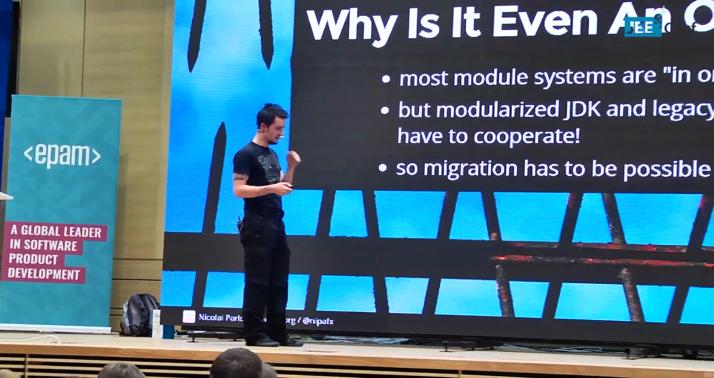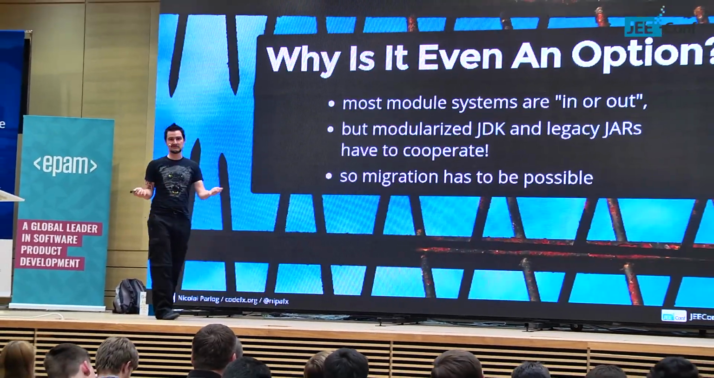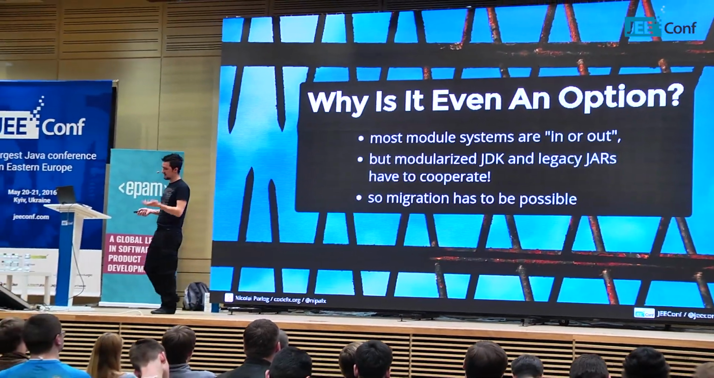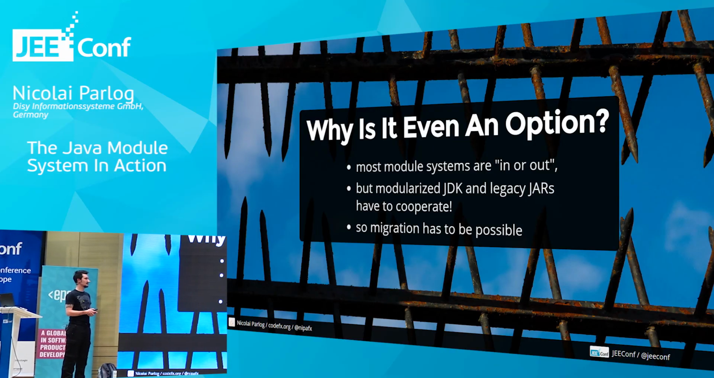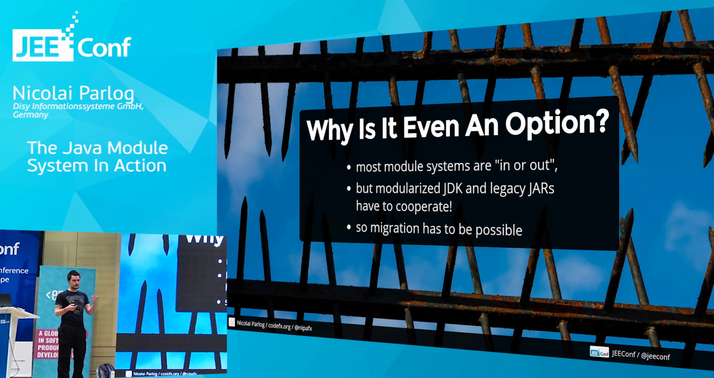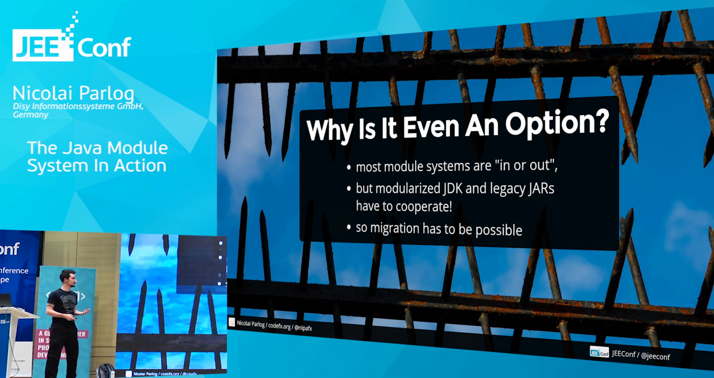Because many module systems, like OSGi, are totally in or out. So you cannot just say, I use OSGi for some parts, but the rest not. This is not only true for Java, it's generally the case with module systems. But the JDK is modularized. And because of backwards compatibility, you want your not modularized normal class path jar file code to just run. So out of the box, you need to have a way to have these 2 cooperate. So there has to be some kind of interaction, and then also a migration.